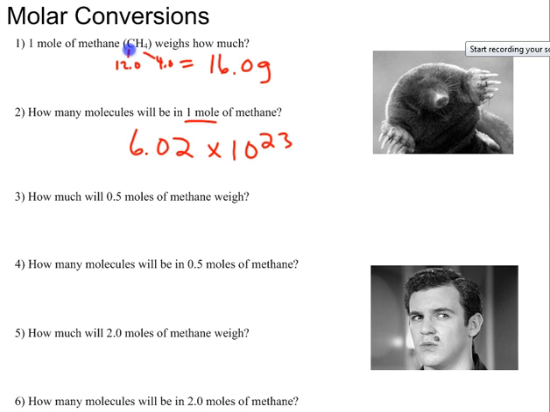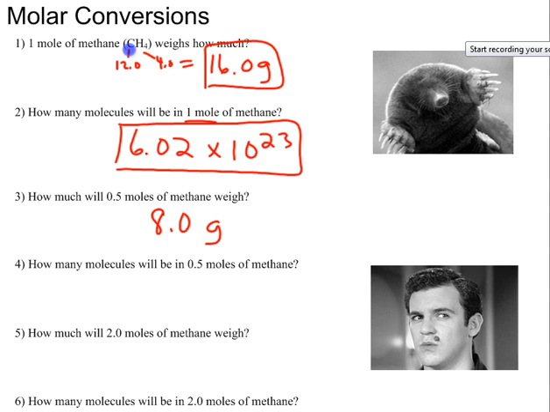So now the question is, well, what if you don't have 1 mole of methane? What if you have half of a mole of methane? How much will it weigh? Well, 1 mole of methane weighed 16 grams, so half of a mole will weigh 8 grams. Question number 4 says, how many molecules will there be in half of a mole of methane? Well, 1 mole of methane had 6.02 times 10 to the 23 molecules, so half of a mole will have 3.01 times 10 to the 23 molecules.